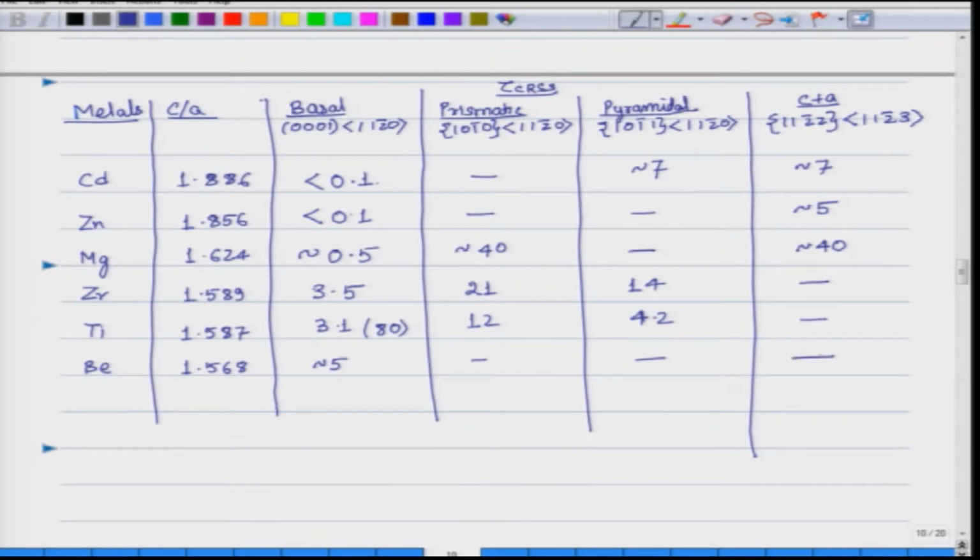So, what do we see here? That the prismatic slip tau CRSS keeps coming down, or at least that is the trend from whatever values we have: 40, 21, 12. And over here also the pyramidal values, here the ratio was very high, 0.1 to 7, but here the ratio is much lower, 3.1 to 4.2. So, even the pyramidal slips are becoming a little bit easier as we go from a very high C by A ratio to very low.